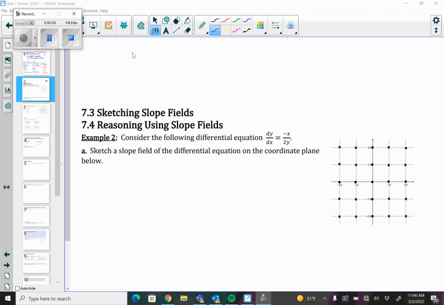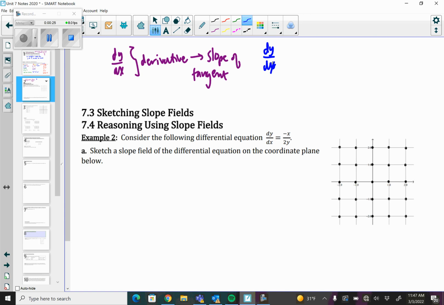Right, let's talk about 7.3 and 7.4 slope fields. Before we do this example, I want to remind us of a couple things we already know. dy/dx is the derivative, which represents the slope of the tangent line. If I know dy/dx is 0, that means the slope of the tangent line is 0. What would it look like to have a slope of 0? Well, that's a horizontal line.